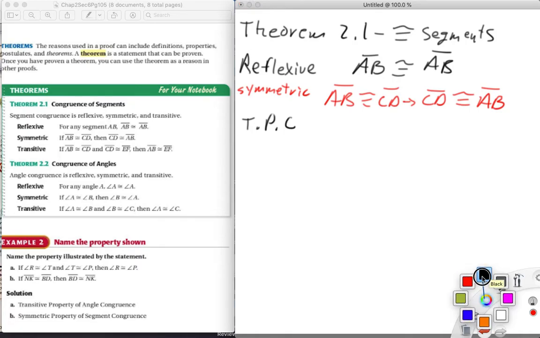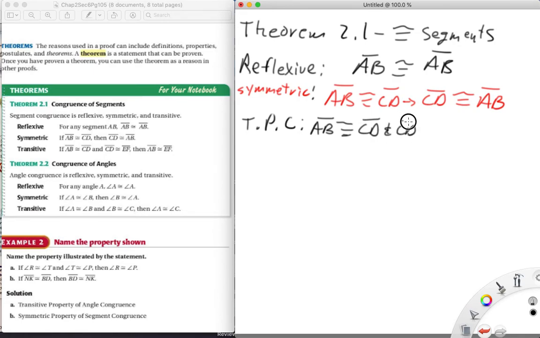Transitive property of congruency, TPC. If AB is congruent to CD and CD is congruent to EF, then AB is congruent to EF. Transitive property of congruency. That's Theorem 2.1 for segments.